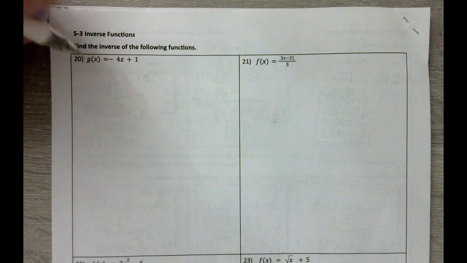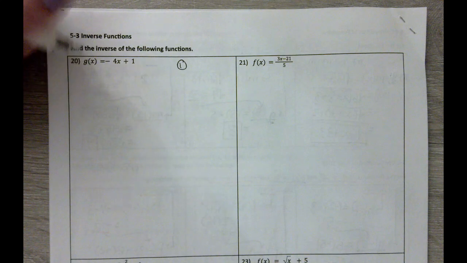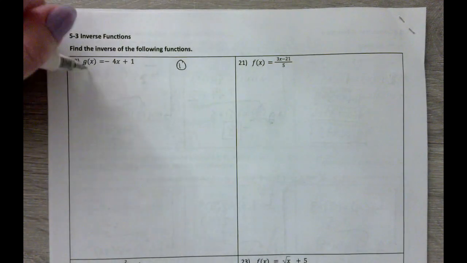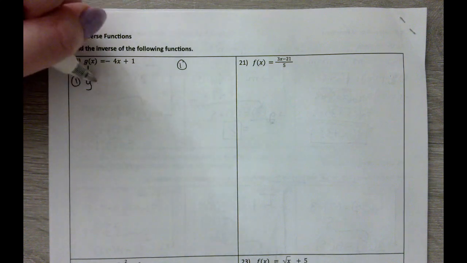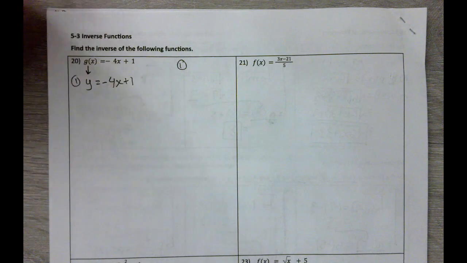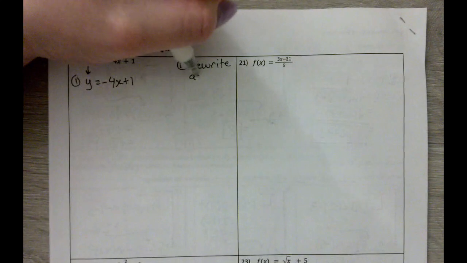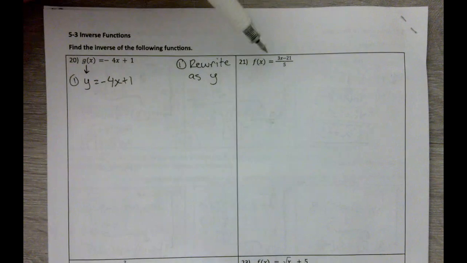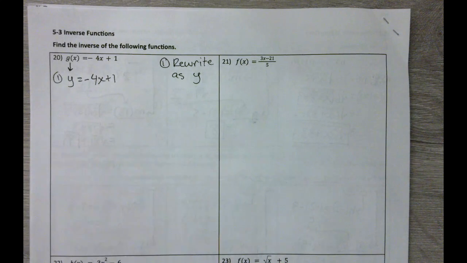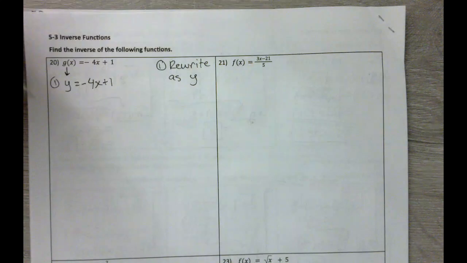So step 1, if you remember, is I don't want to work with this g of x, whatever letter it is. I want to work with y. You will replace the g of x with a y, and then bring down the rest: -4x plus 1. So step 1 is rewrite as y. And I'm leaving this very general here because I have a g of x here, f of x here, h of x here. So it just depends on what your starting letter is. Okay, that was step 1.